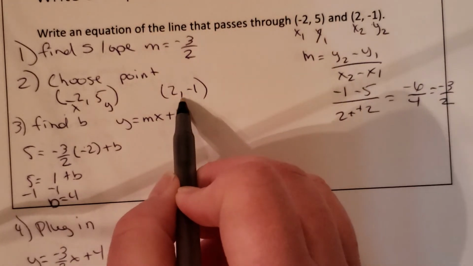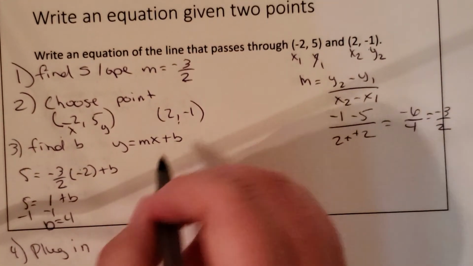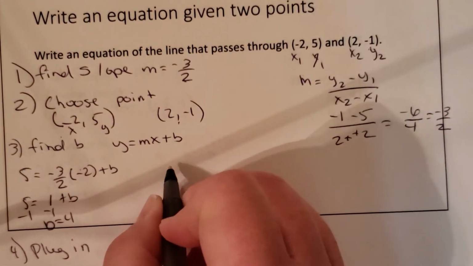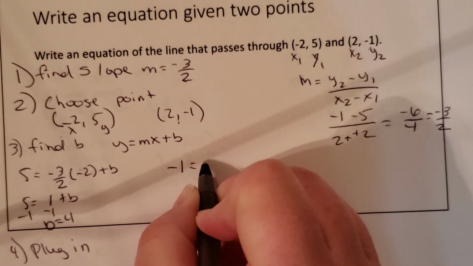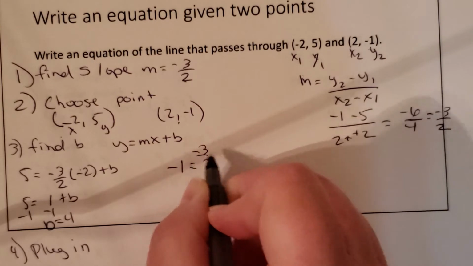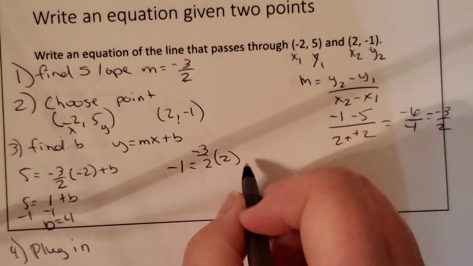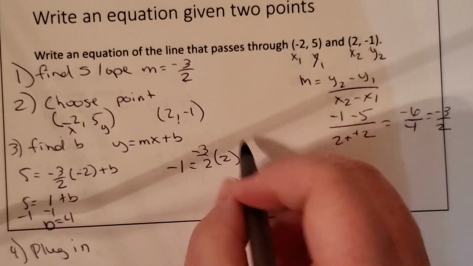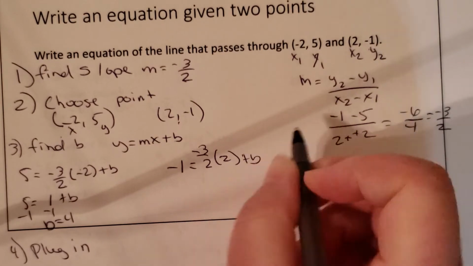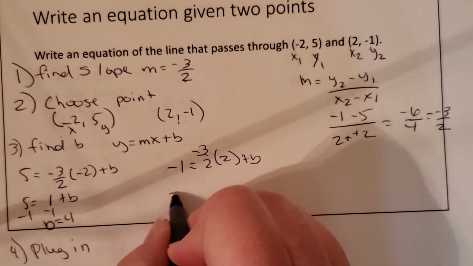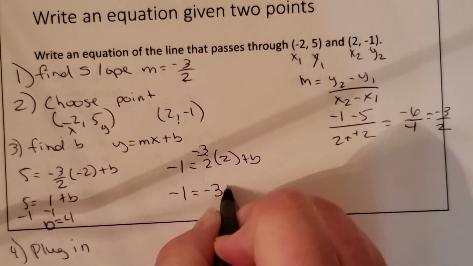Again, I can choose this other point, and I'm going to come up with the exact same thing, except it's going to be -1 equals -3 halves times 2 plus b. Well, these guys cancel, so I'm left with -1 equals -3 plus b.